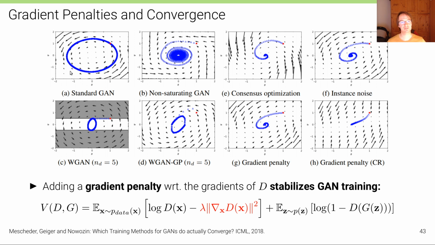So you have here, for instance, a standard GAN that is not converging, where the parameters are oscillating. And in comparison here you have two versions using such gradient penalties, where over time the parameters converge to an equilibrium.